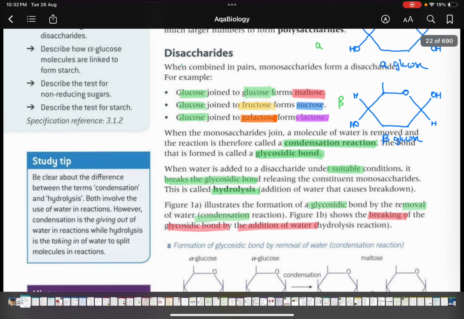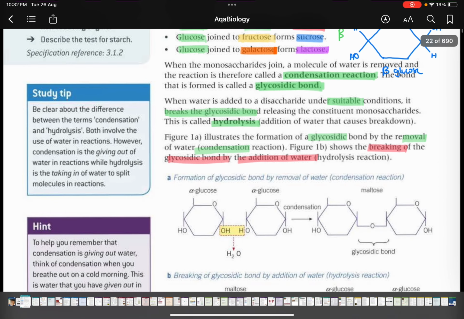Monosaccharides join via a process known as condensation in order to form a disaccharide, resulting in the loss of a water molecule. That's pretty much just a revision from last session. Now, water needs to be added under suitable conditions in order for the hydrolysis reaction to occur, in order to break the glycosidic bond between the 2 monosaccharides, specifically when talking about carbohydrates.